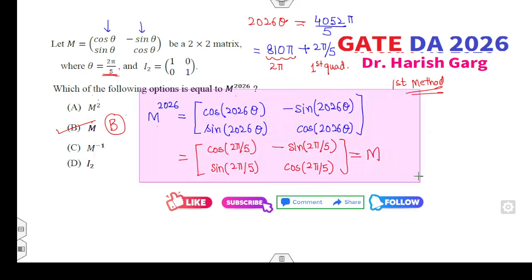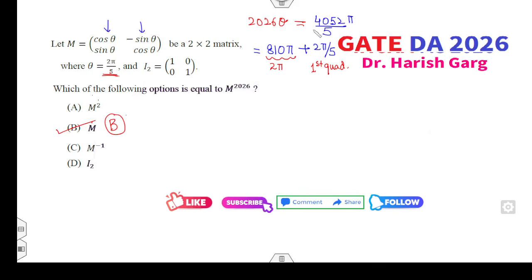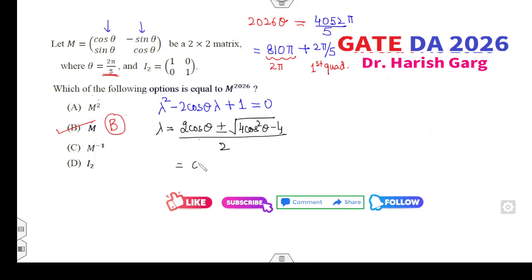Otherwise, I can use the concept of eigenvalues. Can you find the eigenvalues? Lambda square minus trace of the matrix lambda plus determinant of the matrix. The determinant is cos square plus sine square, which is 1. So the eigenvalues are 2 cos theta plus minus square root of b square minus 4ac, divided by 2. So 2 will be cancelled out. Cos theta, I can take a negative common, so iota times sine theta. Therefore, the eigenvalues of M are e raised to power iota theta and e raised to power minus iota theta.